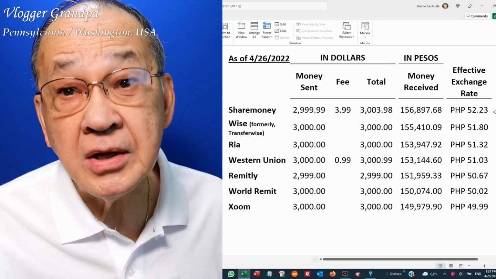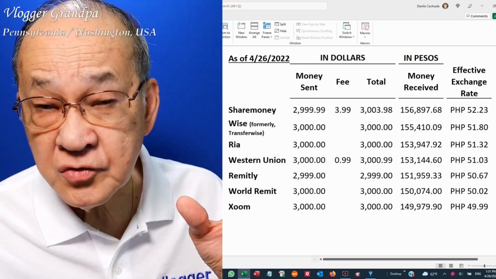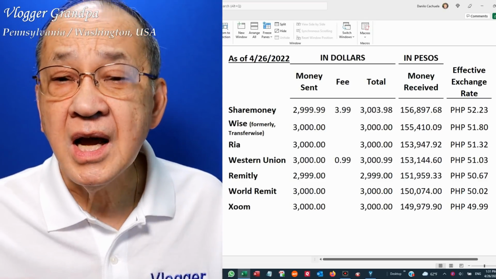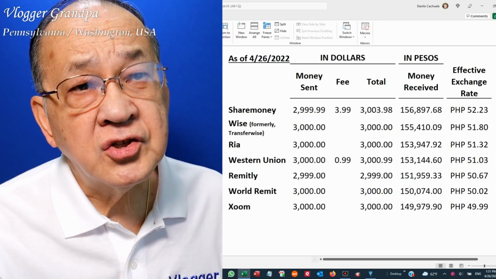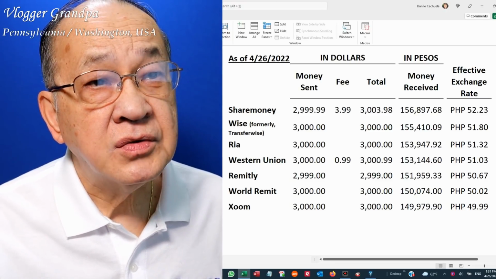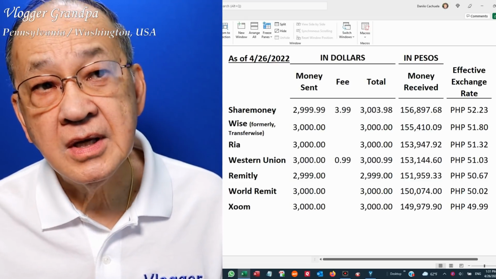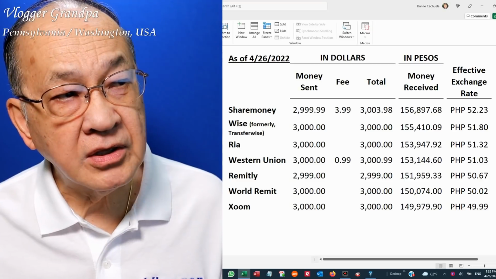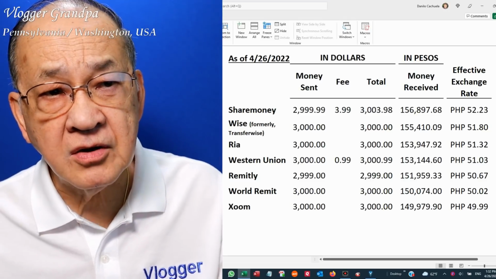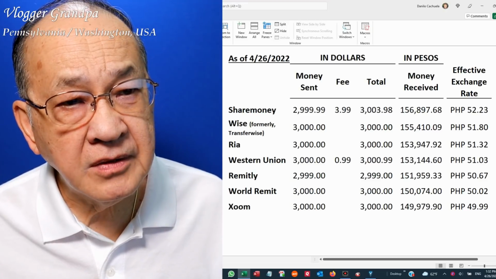The highest exchange rate today, this is as of today, bank to bank. Also, the exchange rate could vary depending on the amount you're sending. So I put $3,000, which is what I used to send when I was buying the condominium. And the exchange rate is 52.23 for Share Money. By the way, this Share Money was not available at that time. TransferWise or Wise, 51.80. RIA, 51.32. Western Union, 51.03. I'm surprised because Western Union used to be down at the bottom, so they're now becoming competitive. Remitly, 50.67. World Remit, 50.02.